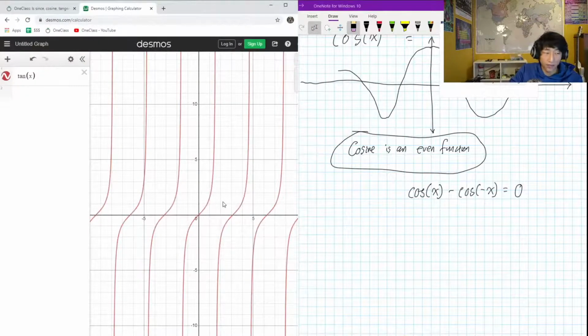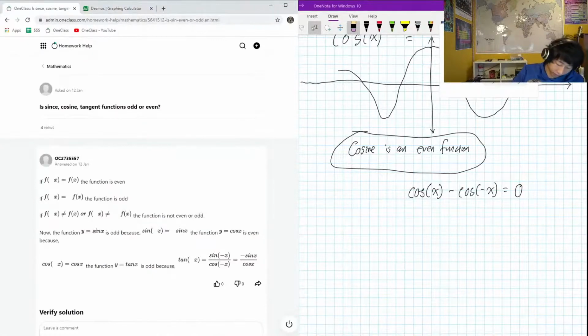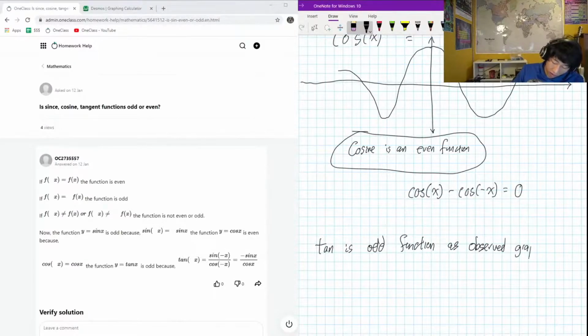And if we were to do a cartwheel and flip upside down, we would also see that it's coming down and all the way up. It's the same if we look at it upside down or not upside down. So given this, we know that tan has to be an odd function, as observed graphically.